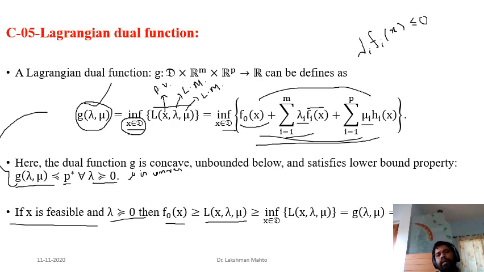That means every member of this summation would be either negative or at most 0. So this component is just going to decrease the value of f naught in this summation. And here, the other terms are the equality constraints. That means hi of x happens to be 0, so it is not creating any trouble.